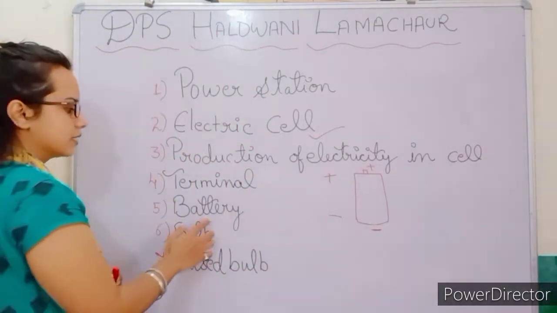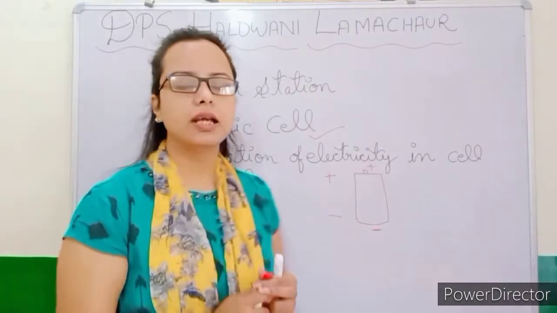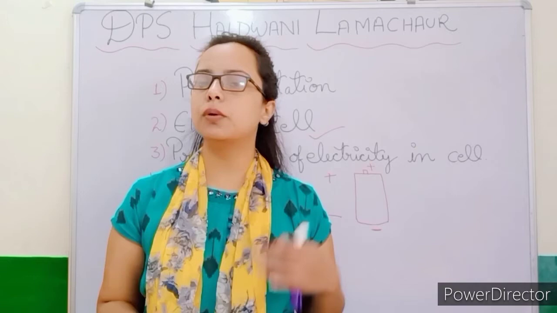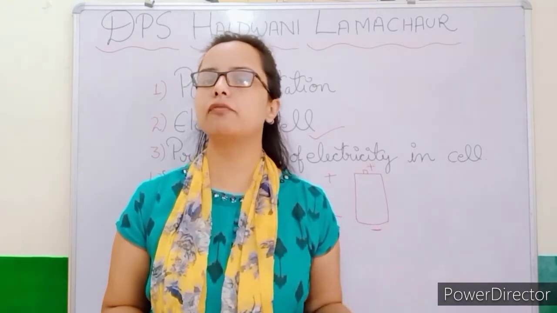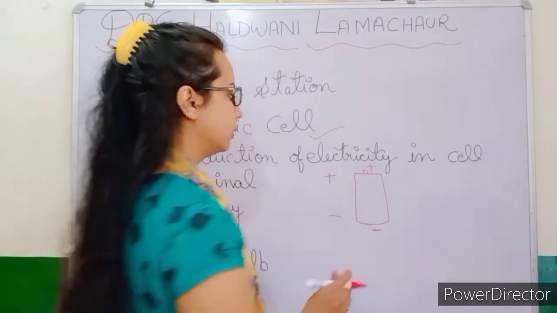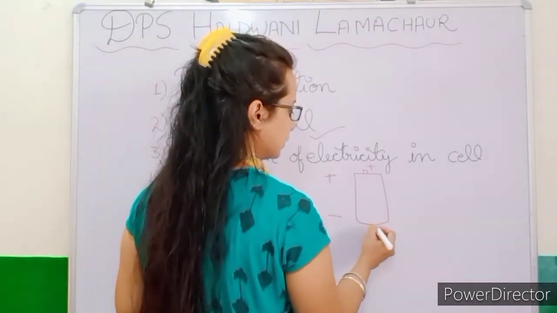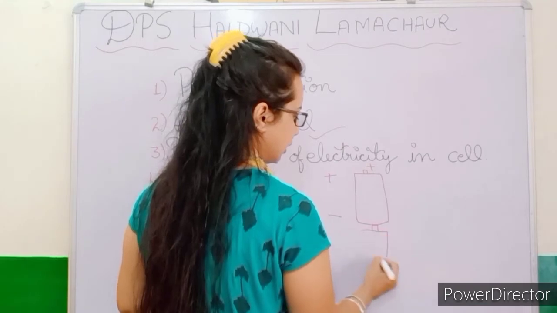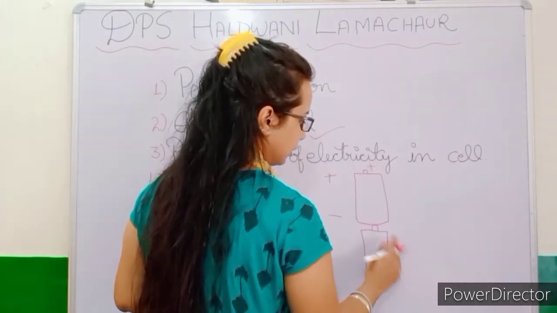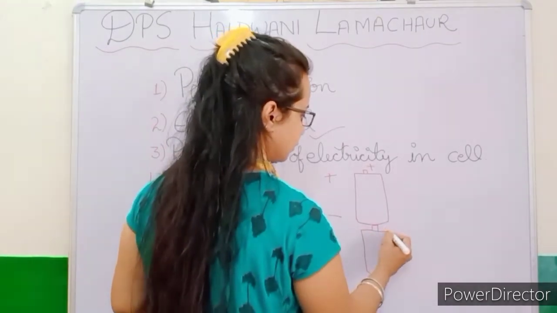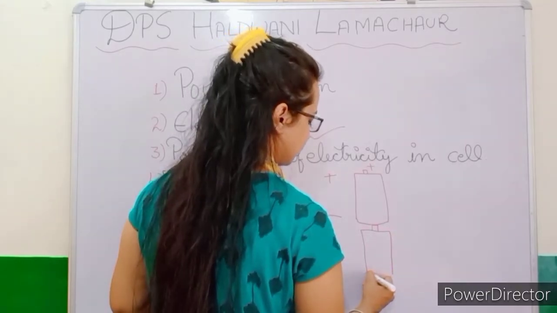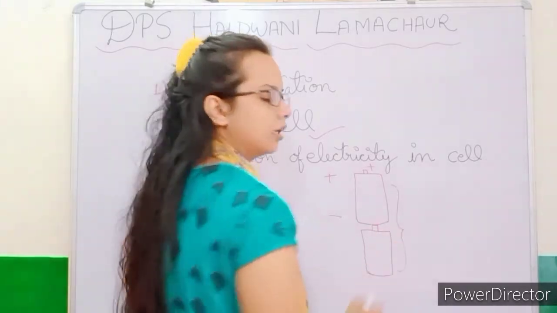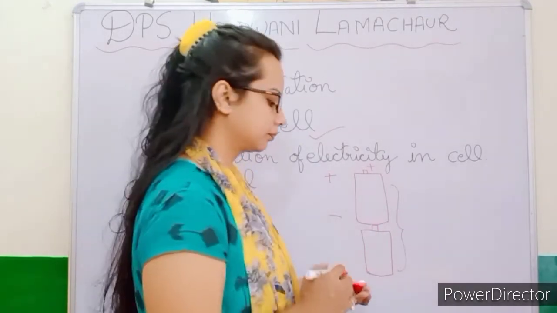Next one is the battery. What is a battery? When we join two or more cells together, it forms a battery. For example, here I have one cell, and with this cell I am adding another cell. This combination is known as a battery.